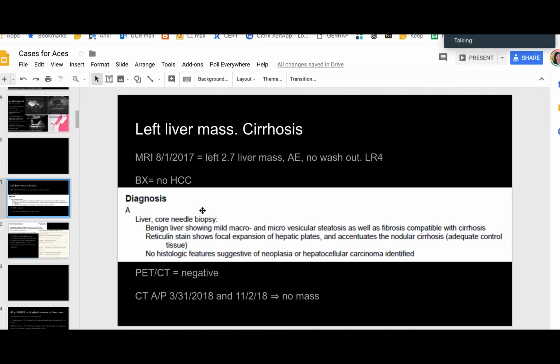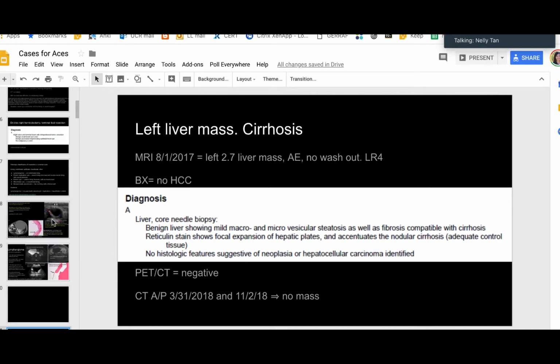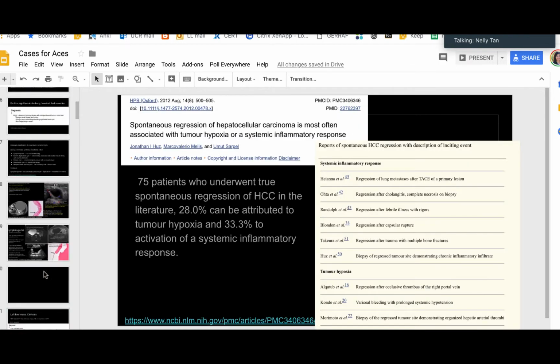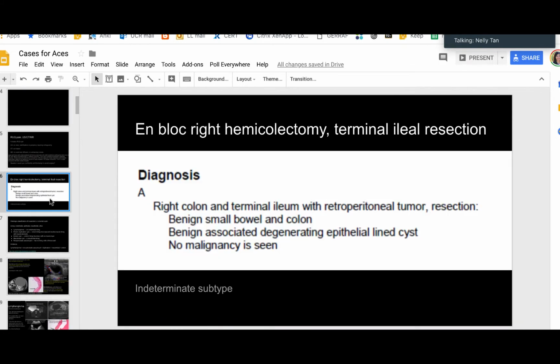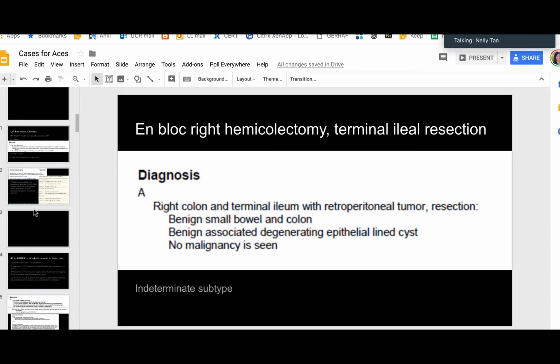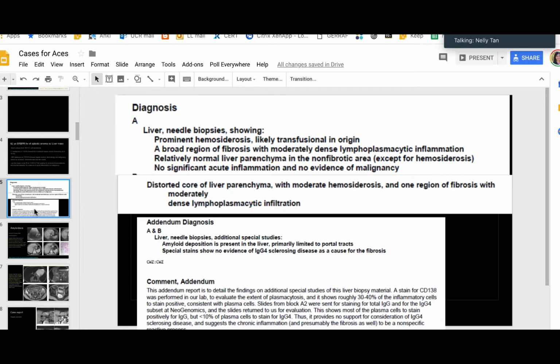Here. Is it? No, this is the left liver mass. Where's the regular liver mass? Here. No. Oh my gosh. I'm sorry, it's out of order. Oh, here it is. Yes.